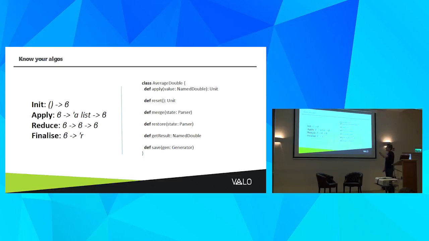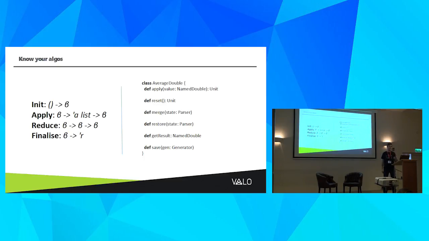On the right-hand side, that's just the implementation of the average double. It has apply, reset, merge, restore, get result, and save. These are zero-memory algorithms. They don't hold any buffers, they only hold the state, and they can calculate as fast as you can process the data or send the data in.